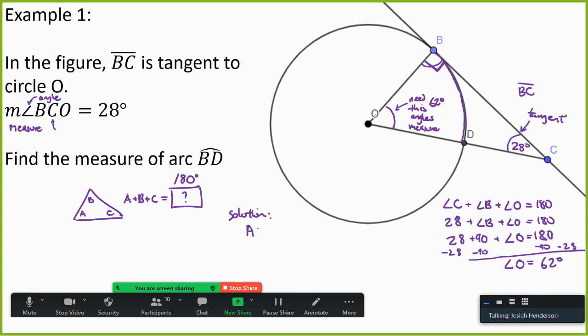The measure of arc BD is 62 degrees. So we needed that theorem that told us that angle B is basically a 90-degree angle. We needed to remember the arc measure is equal to the central angle measure that intercepts that arc. And then we had to put that together with our knowledge that all triangles add up to 180 degrees. And since we kind of have a triangle forming here, we could use that as well.